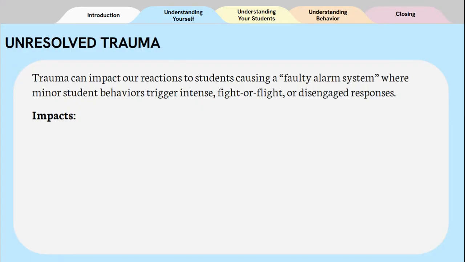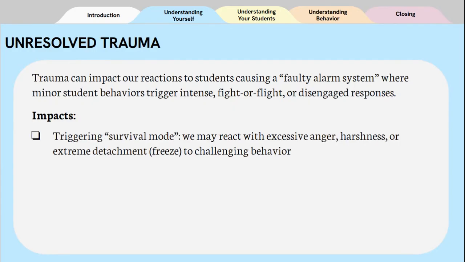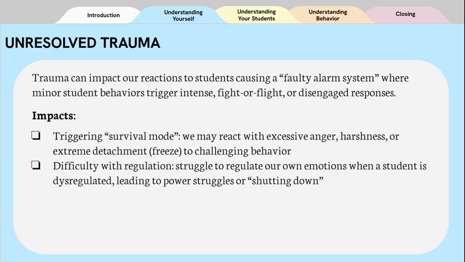We're going to talk about unresolved trauma for a second. Trauma can impact our reactions to students, causing a faulty alarm system where minor student behaviors trigger an intense fight or flight or disengaged response from us as the teacher. The impacts of this is that we are going to trigger survival mode in ourselves. So we may react with more anger than usual, harshness, or extreme detachment or freeze to a challenging behavior that's happening in the classroom. We may have difficulty with regulation, struggle to regulate our own emotions when a student is dysregulated, leading to power struggles or shutting down.